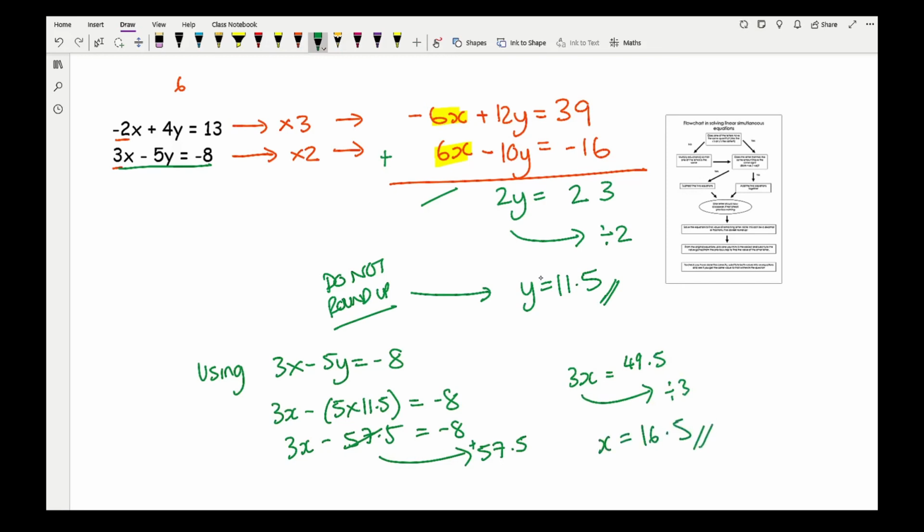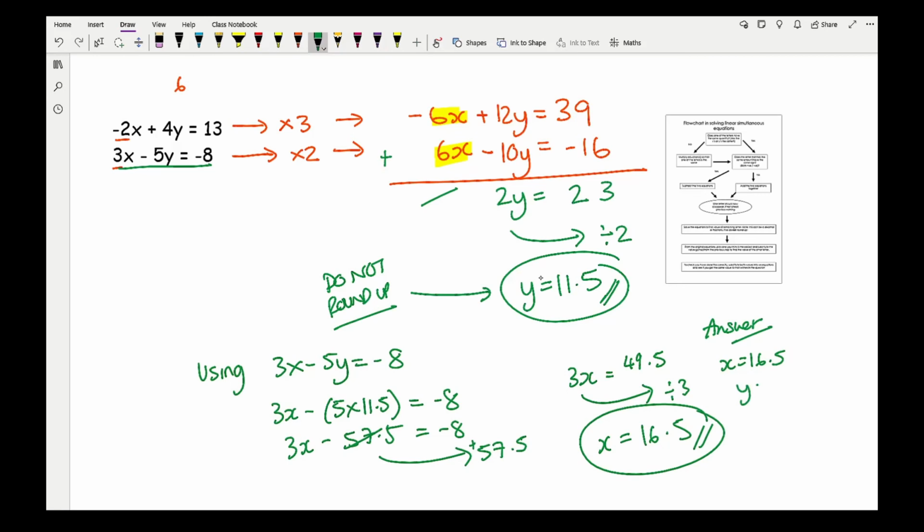And y equals 11.5. And like I said, having decimals is perfectly valid. You could easily get them, particularly if it involves money, so y would be £11.50 and x would be £16.50. But again, just write down your final answer, and if the decimals are not nice, worse than that, like a recurring decimal, then leave your answer as a fraction. So x equals 16.5 and y equals 11.5.